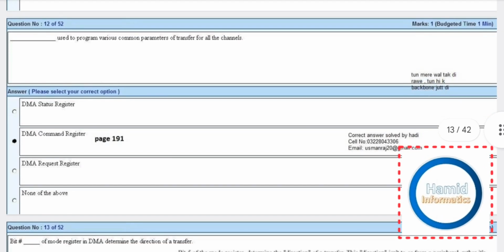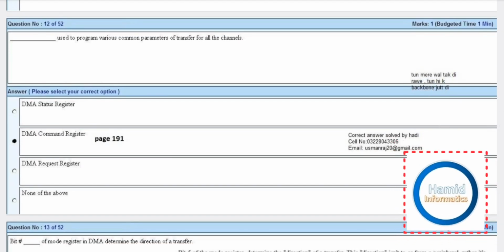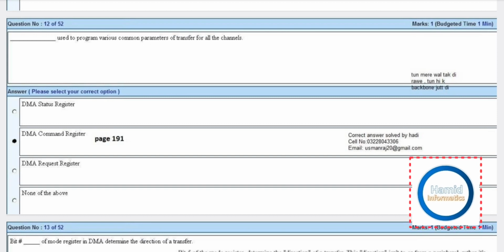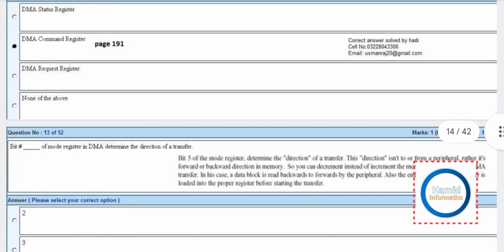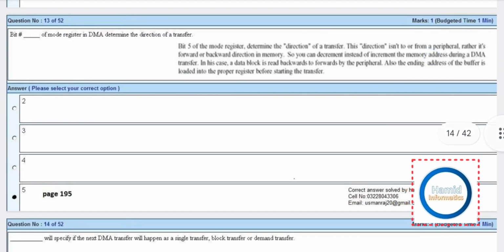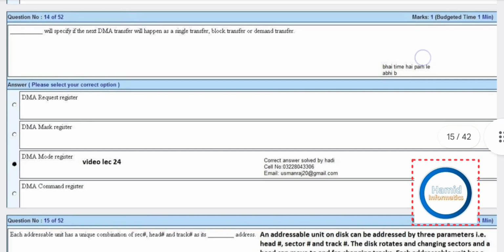Next is the dash is used to program various common parameters of the controller for all the channels, and the answer is DMA command register. Next is bit # dash of mode register in DMA determines the direction of a transfer, and the answer is 5. Next is dash will specify if the next DMA transfer will happen as a single transfer, block transfer, or demand transfer, and the answer is DMA mode register.